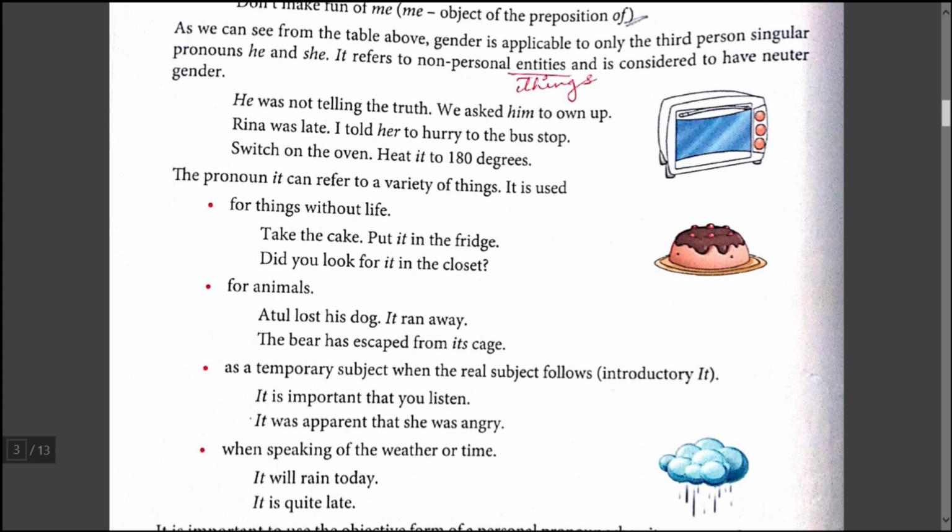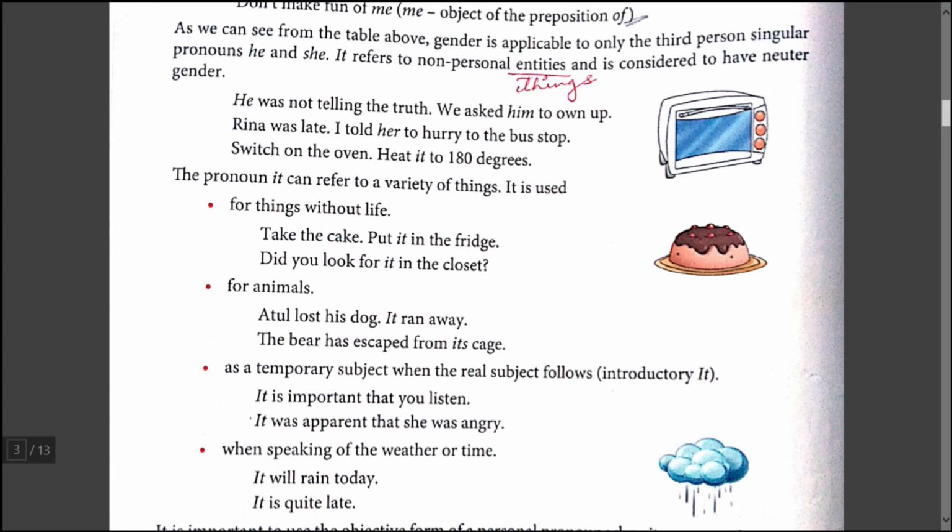Next one, when speaking of weather or time, we use it. Let's see. First rule, for things without life. Take the cake. Put it in the fridge. So you are using cake. Cake, is it having life? No. So you'll be using it. Next one, did you look for it in the closet? You are looking for something and that is called it.